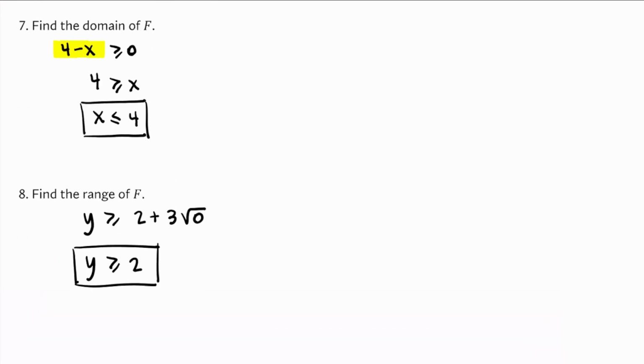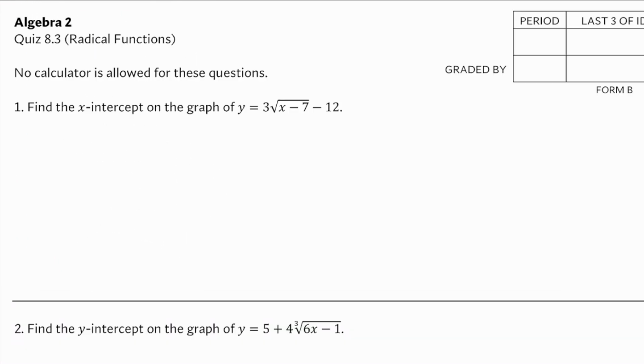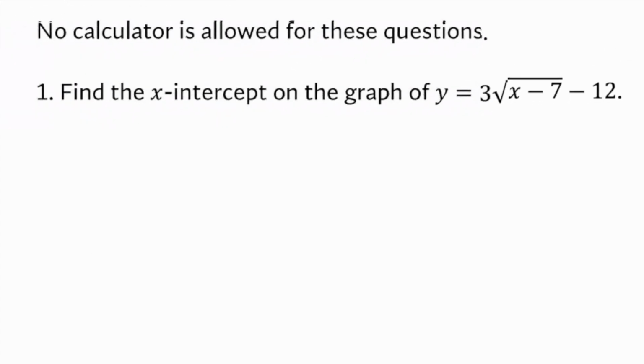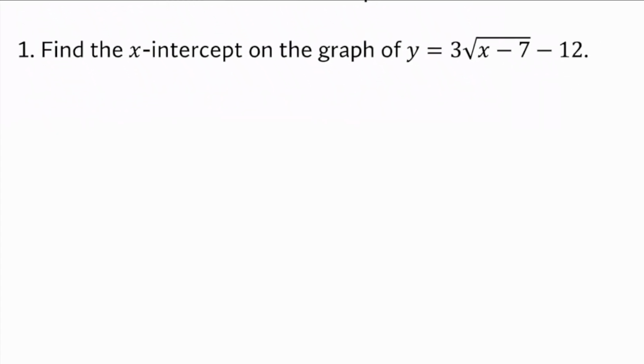That's all for Form A. All right, now let's work Form B. So I'm going to start by finding an x-intercept and a y-intercept. All right, an x-intercept is a place where y equals 0.